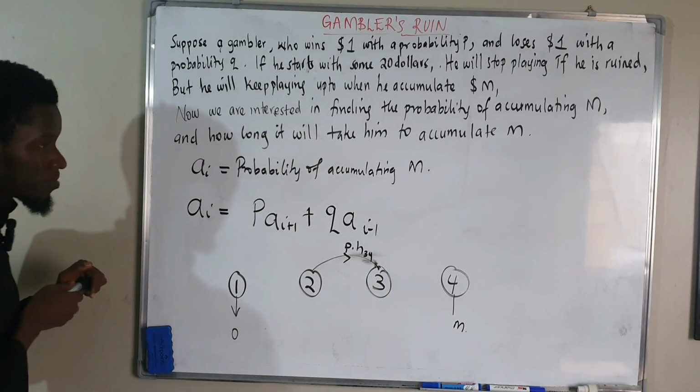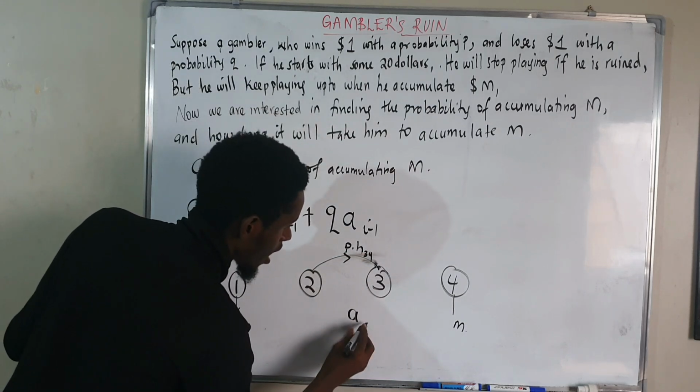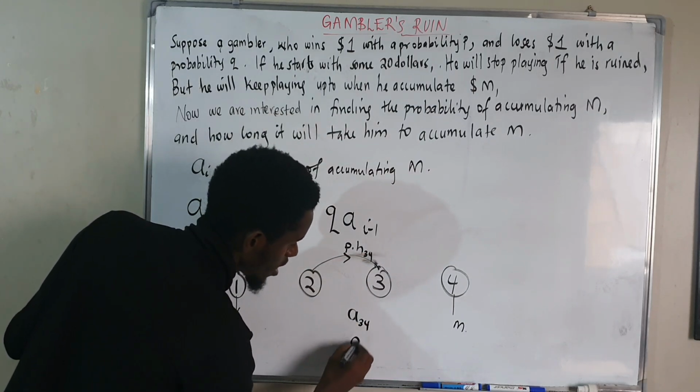That's why I'm saying the hitting probability from 3 to 4. I can either call it A_{3,4}, or I call it A_3.